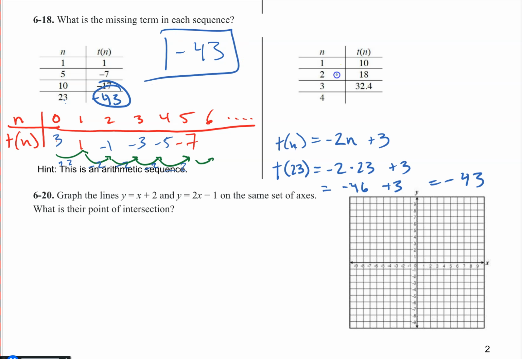Alright, I'll let you do the next one. This one is geometric. There's your hint. Find the common ratio, and then fill in the fourth term.